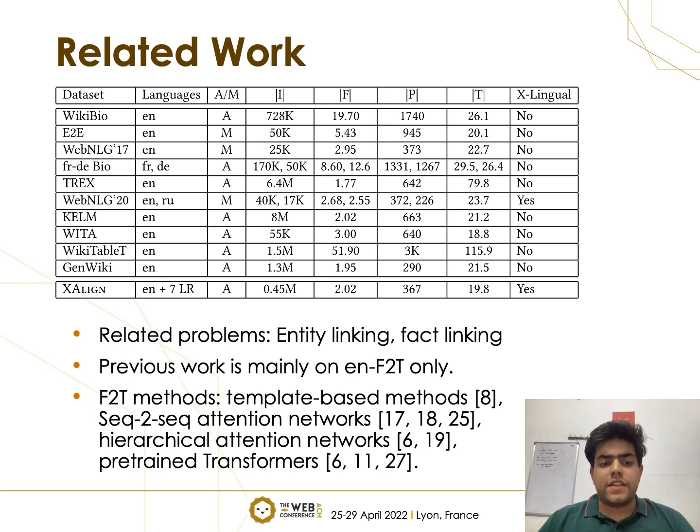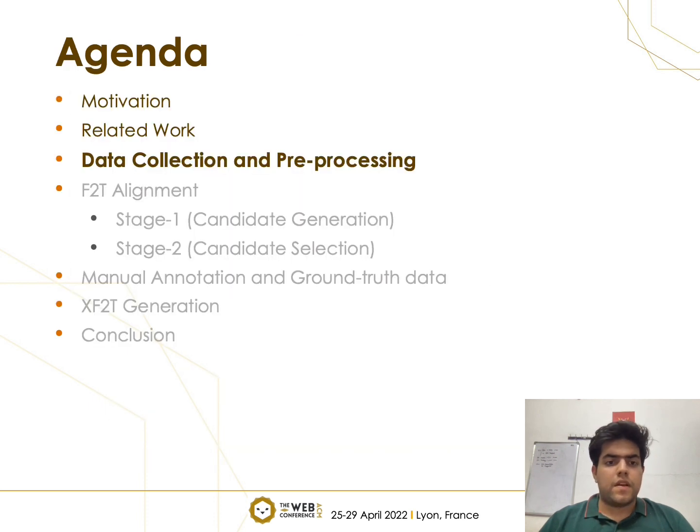Along with this, existing fact-to-text methods include template-based methods like text-for-text generation, seq-to-seq attention networks, hierarchical attention networks, or pre-trained transformers. We have used some of these existing methods as baselines for our XAlign dataset in order to perform text generation in low-resource languages. That we'll discuss later. Next, we'll talk about the procedure and pipeline of data collection and pre-processing.